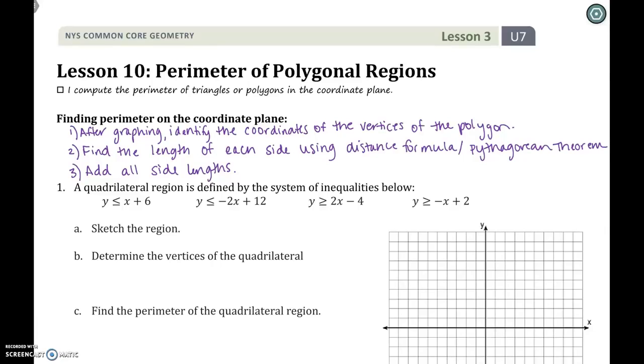We're going to be talking about how to find the perimeter of triangles or other types of polygons on the coordinate plane. So the first thing we're going to be doing is graphing, and how we graph depends on the problem. Once we do, we're going to figure out where the corners or vertices of the polygon are, and then we'll find the distance for all the sides and add them together.